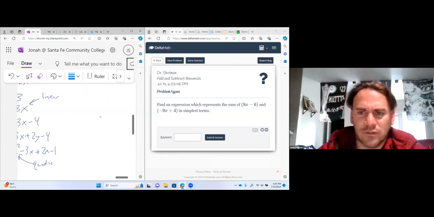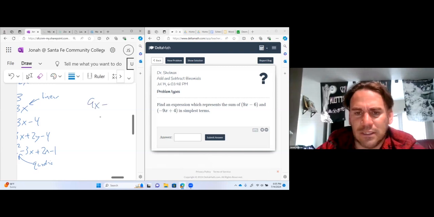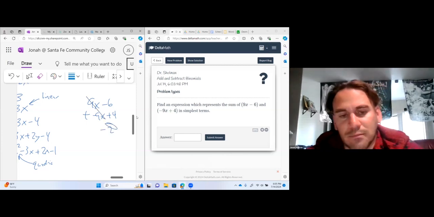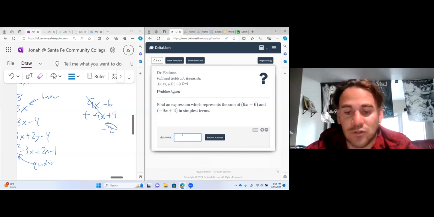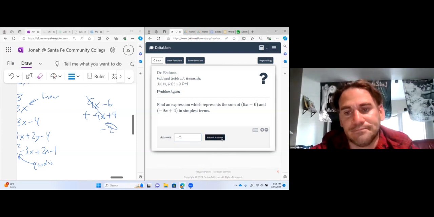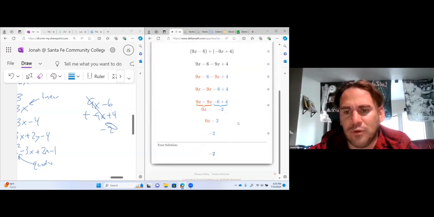So here we go, the sum. 9x minus 6, it says sum, negative 9x plus 4. 9 and negative 9 cancel, negative 6 and a positive 4. Our answer is just a minus 2 with a halo, apparently. Beautiful.